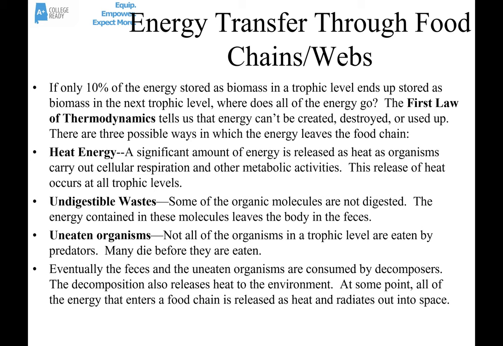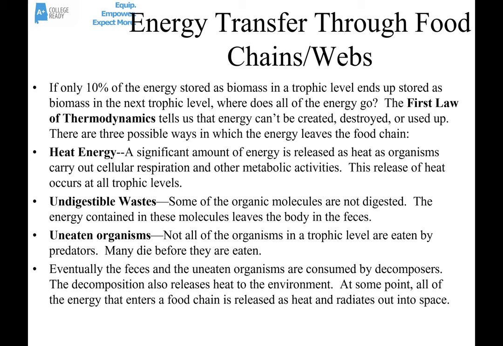As I said a second ago, if only 10% of the energy stored as biomass in a trophic level ends up stored as biomass in the next level, where does it go? The first law of thermodynamics tells us you can't create energy, you can't destroy it, it's not used up. So there are three possible ways that energy leaves the food chain. One of them is heat energy. And this is where a lot of it goes.